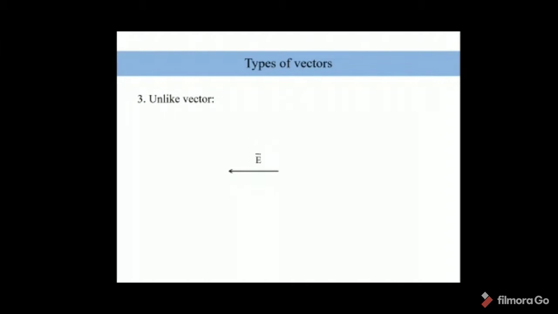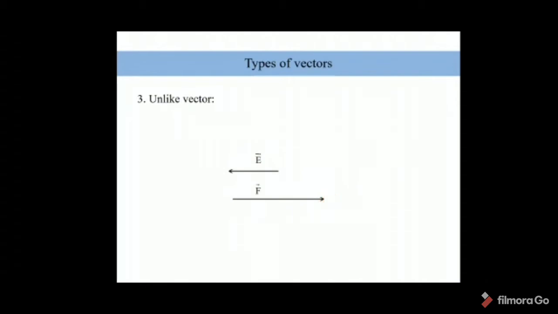Then unlike vectors. Let's say this is the first vector, vector e, which is pointing in the west direction. Then we have a second vector, f, which is pointing in the east direction. When we compare both of them just by looking, we see that the length of vector f is more than the length of vector e. So e is smaller and f is bigger. Both of them have different magnitudes. Also, one is pointing in the west direction and the other is pointing in the east direction.